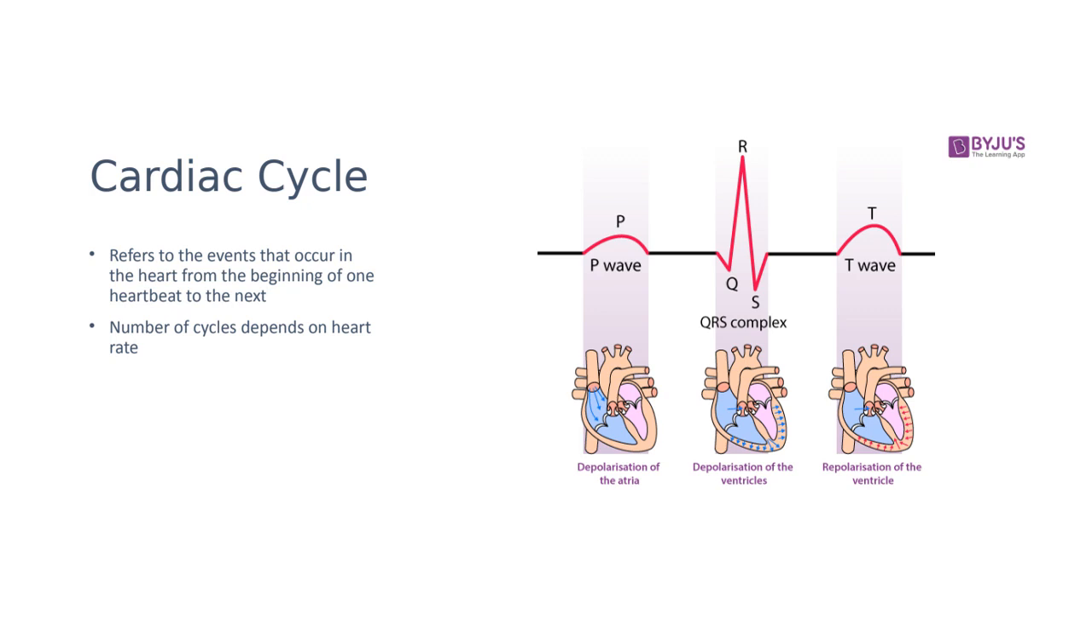Okay, so the cardiac cycle: you need to know your P wave, your QRS complex, and your T waves. You have to know that for your exam. You have to be able to identify that. Your P wave is depolarization of the atria. Your QRS complex is the depolarization of the ventricles, and then your T wave is your repolarization of the ventricles.